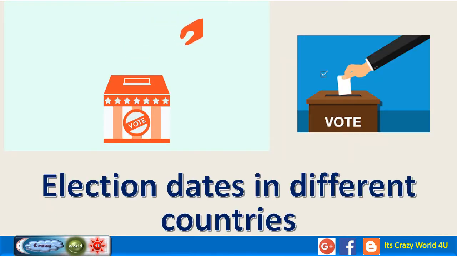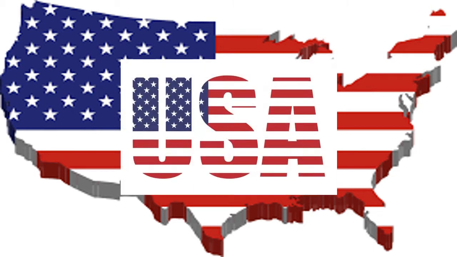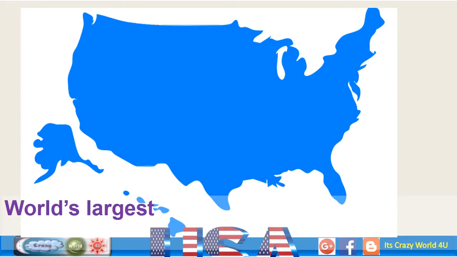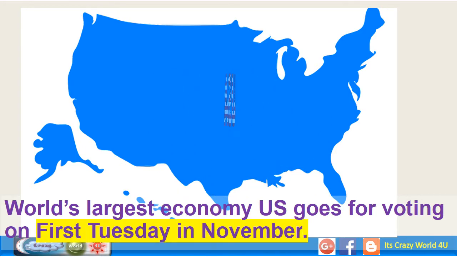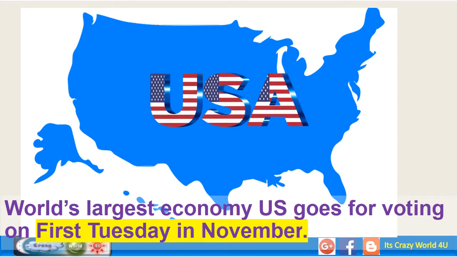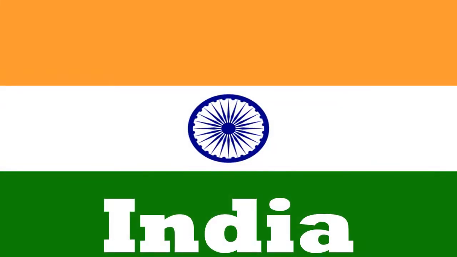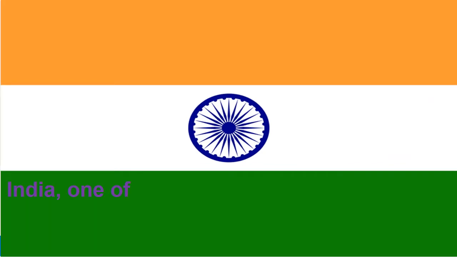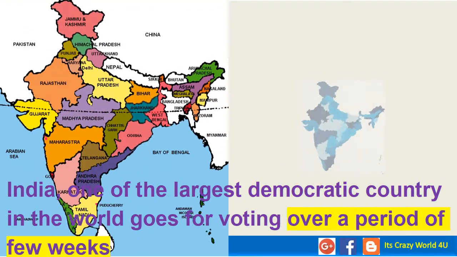We will see the election date or days in different countries. Most of the countries in the world go for voting on Sunday. World's largest economy US goes for voting on first Tuesday in November. India, one of the largest democratic countries in the world, goes for voting over a period of few weeks.